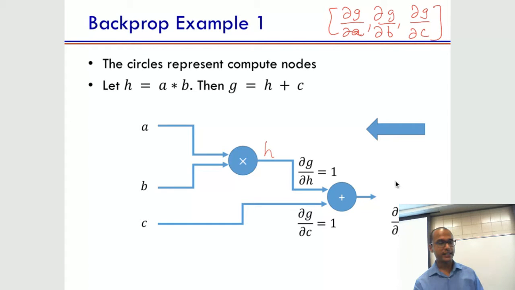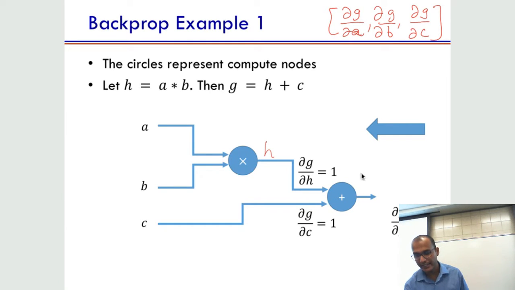And so backprop is as follows. We start with the output g, and let's just write that the gradient of g with respect to itself is one, because g is equal to g. So what we'll do next is backward propagate this gradient information. And how are we going to do that?